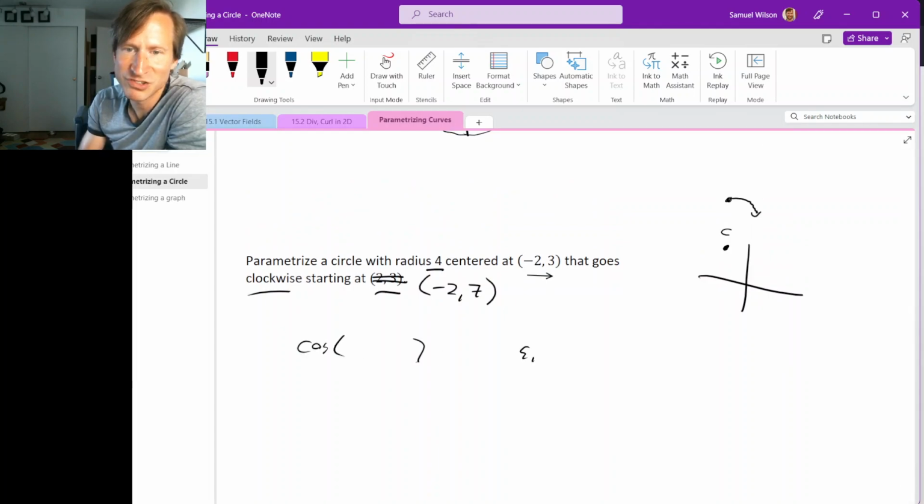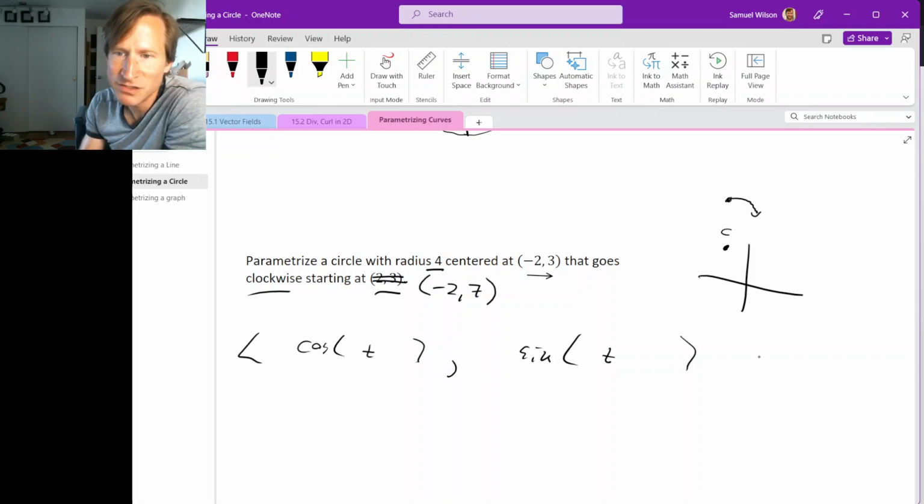Right? Those are our basic circle drawing functions. Okay, put our parameter in here. So this, as it stands, would parameterize a unit circle, centered at the origin, going counterclockwise. To make the radius 4, we just need to scale this whole thing up. So let's multiply both of these by 4.